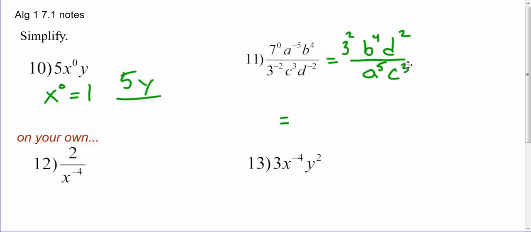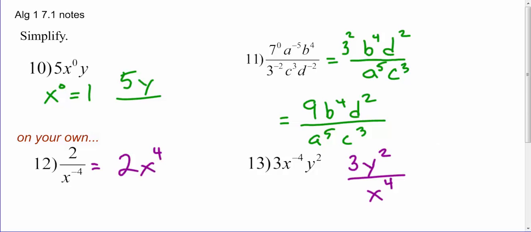Our last job here is to go ahead and simplify. There's only really one thing we can do with this. 3 squared we know is 9, so we're going to rewrite this as 9b to the 4th d squared divided by a to the 5th c cubed. I know there's a lot going on in that one. You have 1, 2, 3, 4, 5, 6 separate terms being simplified individually. But I've got 2 of them for you on 12 and 13 that I want you to do on your own, and they're much simpler. Again, pause the video, then compare your answers to mine.